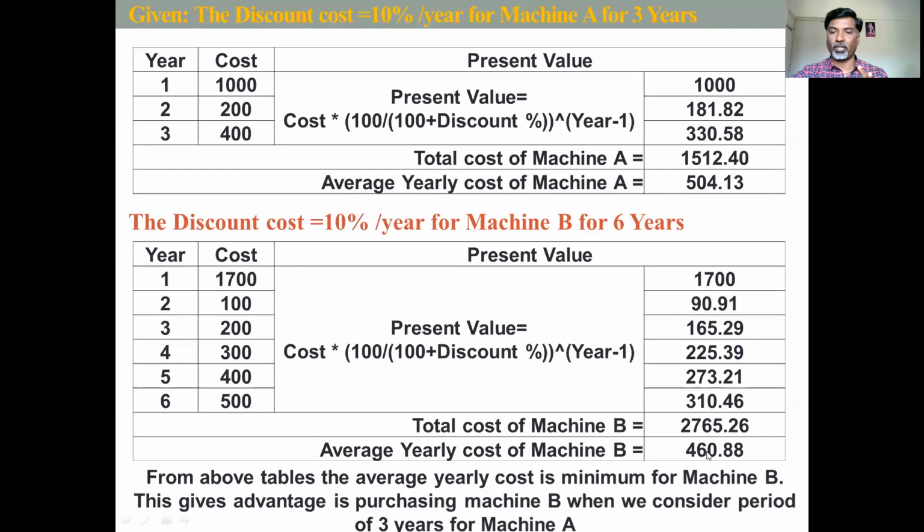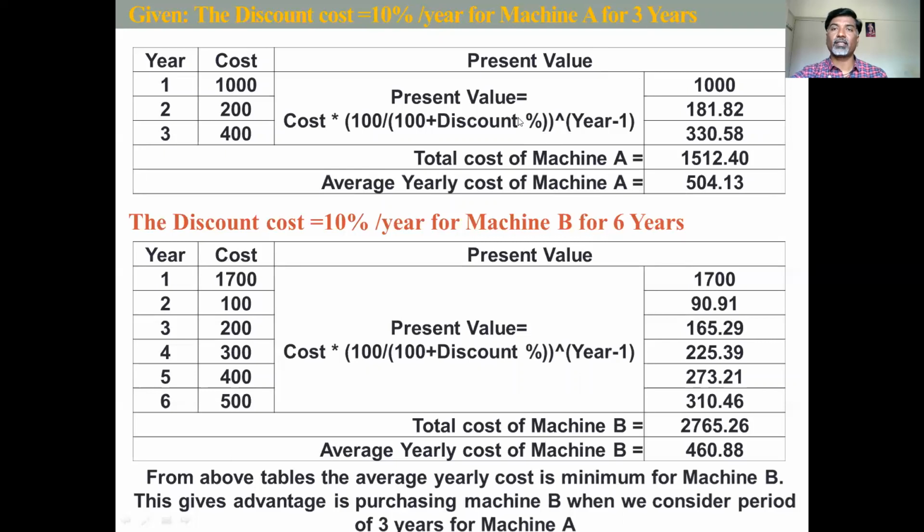Now we have to compare the average cost for machine B and the average cost for machine A. From this, what did you understand? From the above table, the average yearly cost is minimum for machine B. This gives an advantage in purchasing machine B when we consider a period of 3 years for machine A. If you have to replace the machine after 3 years, then the average cost will be 504 rupees, and for machine B the cost will be 460. So the B machine cost is minimum. It is suggested not to purchase machine A if you want to replace that machine every 3 years.